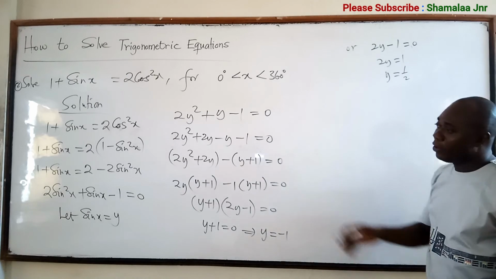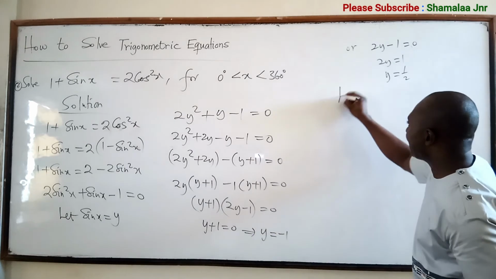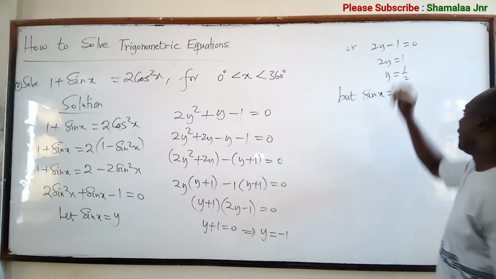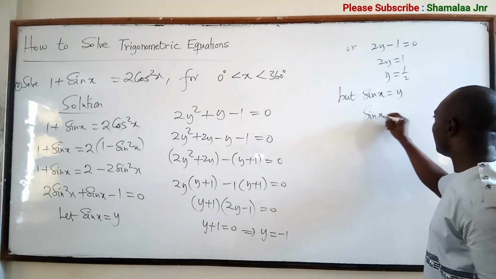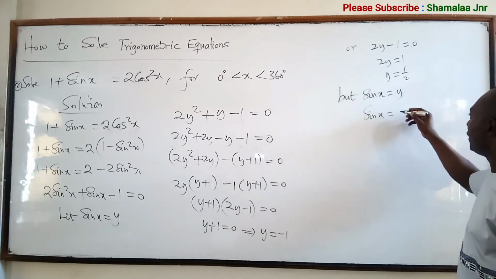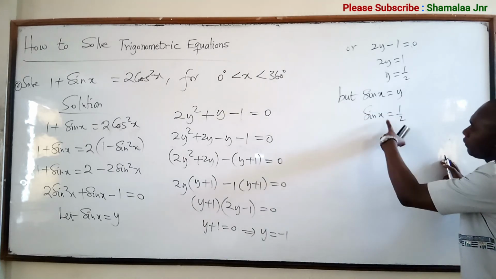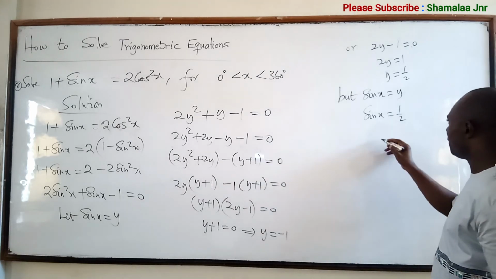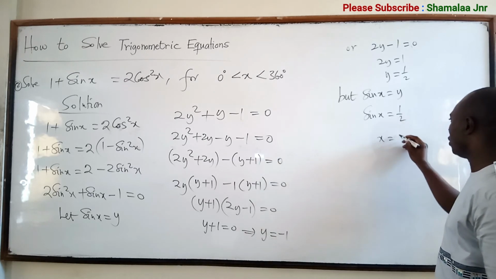But viewers, don't forget that nobody gave you y. You have introduced the y, so you have to go back and say that sine x is equal to y. If you pick the first one, say 1 over 2, you should be able to get the values of x that will satisfy this. Now, straight away, sine 30 is equal to half. So it means that x is equal to 30 degrees.